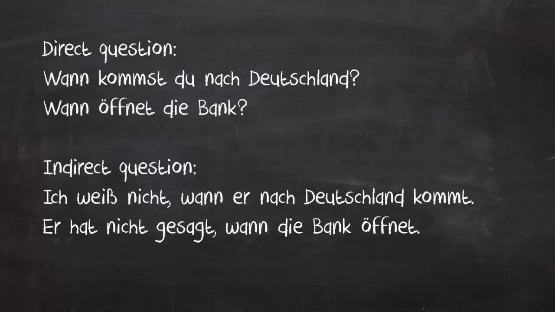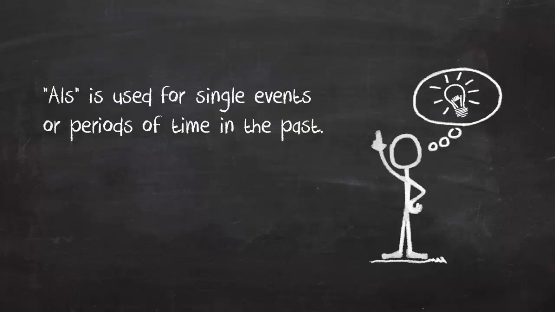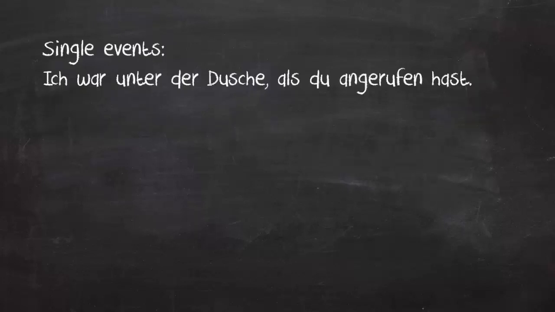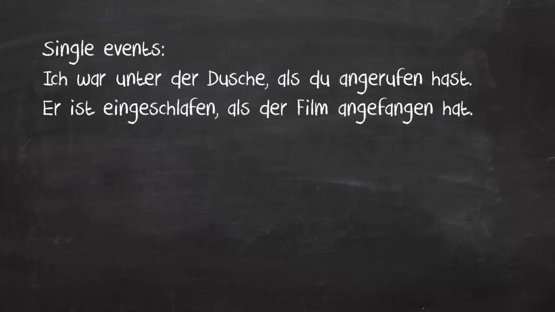Okay, next is als. Als is used for single events or periods of time in the past. Ich war unter der Dusche, als du angerufen hast. I was in the shower when you called. And the fun fact is that in German we actually say I was under the shower, not in the shower. Ich war unter der Dusche, als du angerufen hast. Er ist eingeschlafen, als der Film angefangen hat. He fell asleep when the film started.